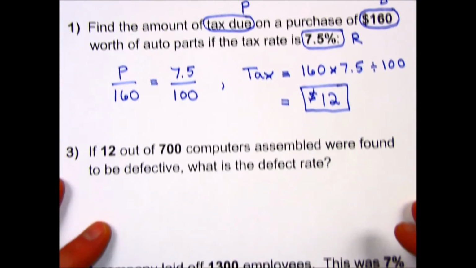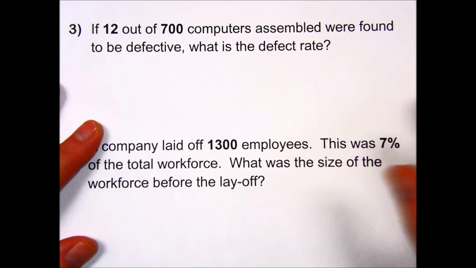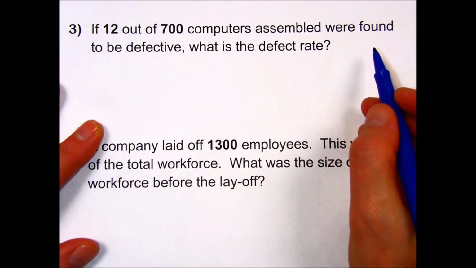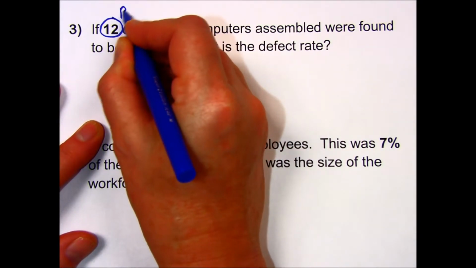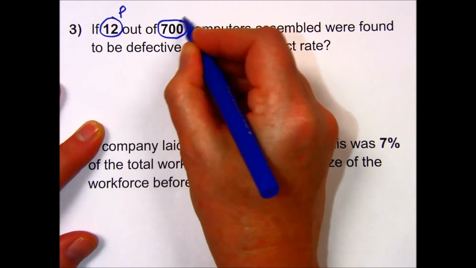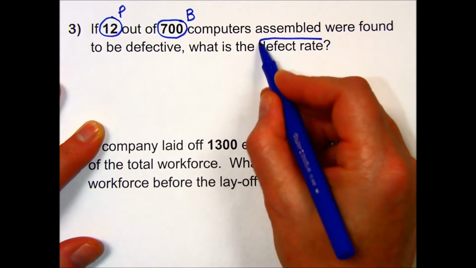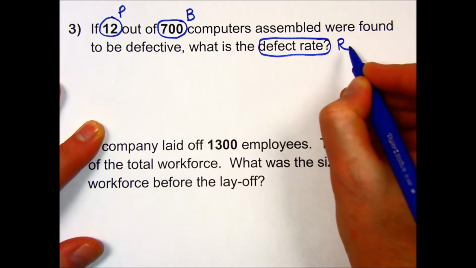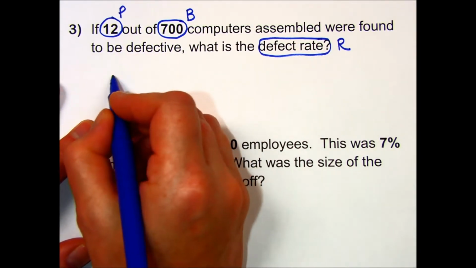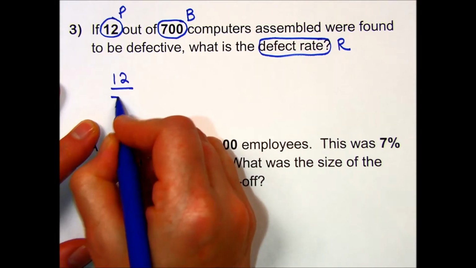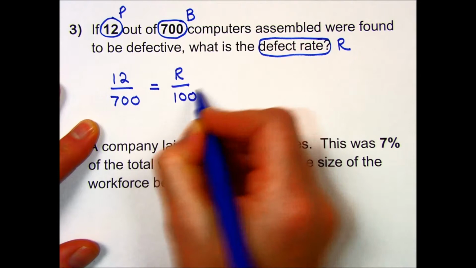Let's try number 3. If 12 out of 700 computers assembled were found to be defective, what is the defect rate? I have my part out of my base, and I'm looking for the defect rate. Let's put these values into my new equation. Part out of base equals rate out of 100.